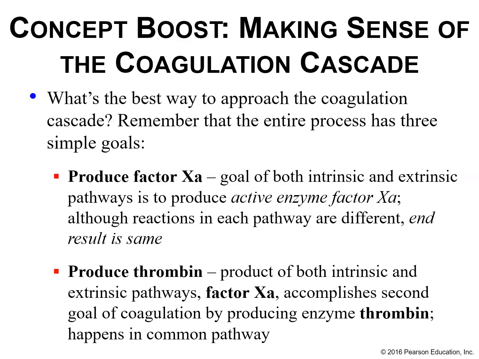Second goal is to produce thrombin, which is also a product of both the intrinsic and extrinsic pathways. Factor 10A will accomplish the second goal of coagulation by producing the enzyme thrombin, and that occurs in the common pathway because it's common to both the intrinsic and extrinsic pathways.